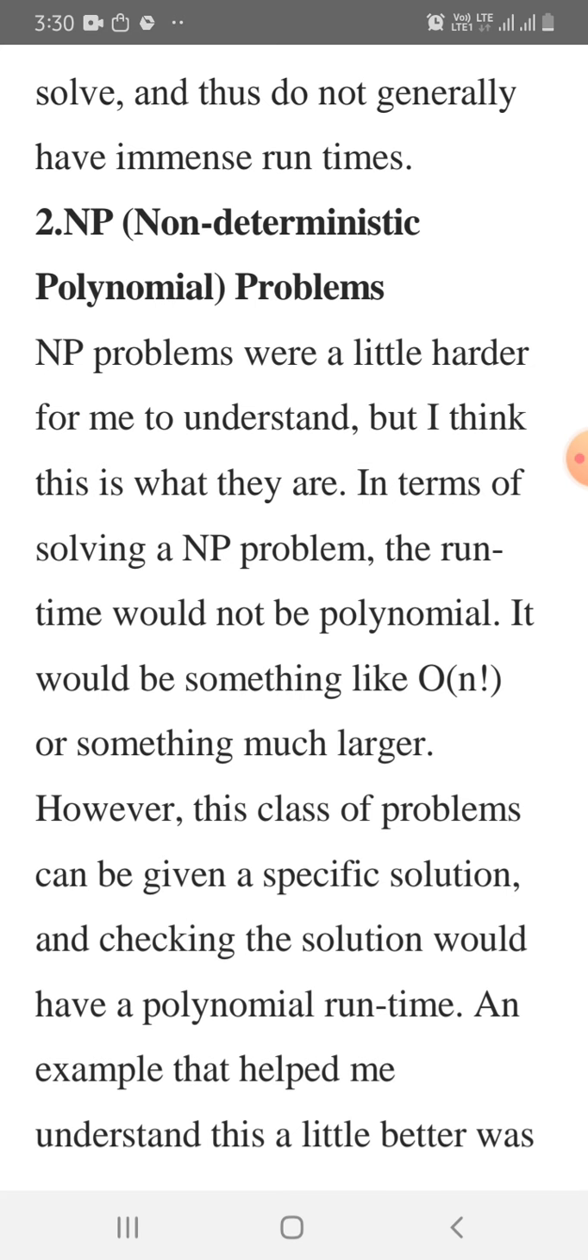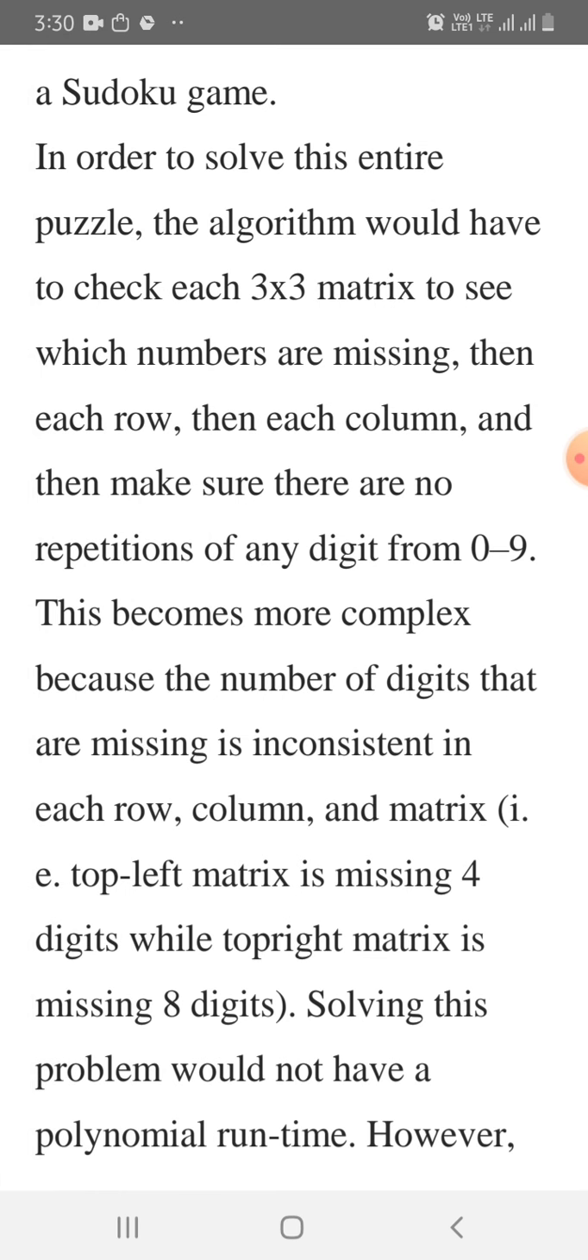An example that helped me understand this a little better was a Sudoku game. In order to solve this entire puzzle, the algorithm would have to check each 3 by 3 matrix to see which numbers are missing, then each row, then each column, and then make sure there are no repetitions of any digit from 0 to 9.